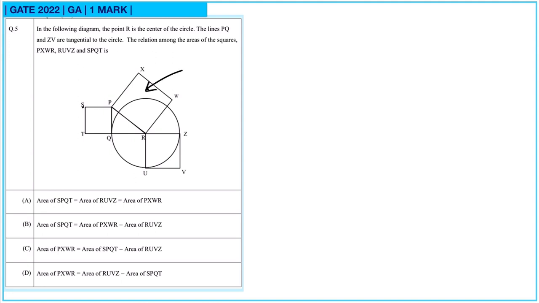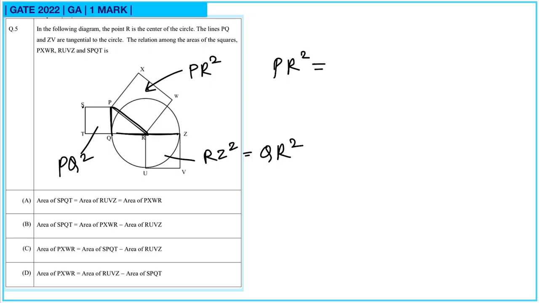Now the area of this part, since this is a square, will be equal to PR square. So this area is PR square. Now this part is RZ square. But since it is along the diagonal, RZ can be written as QR, so this will be QR square. And this area will be PQ square. Now if we focus on this right angle triangle, then we can write PR square is equal to PQ square plus QR square.